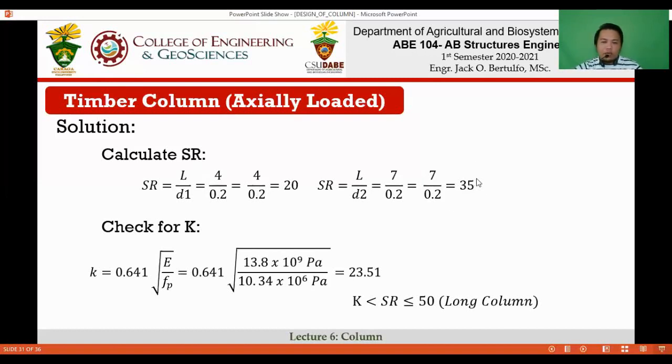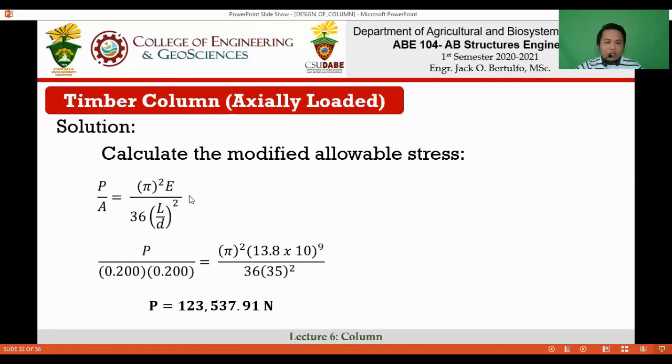So let's check first if this 35 can be considered a long column or an intermediate column. Then we will use the value for K. So let's calculate the value of K. K is 23.51 using this equation here. Okay. So K is less than SR, but SR is less than or equal to 50. So therefore, we can say that our column is a long column. So we can use this formula here.